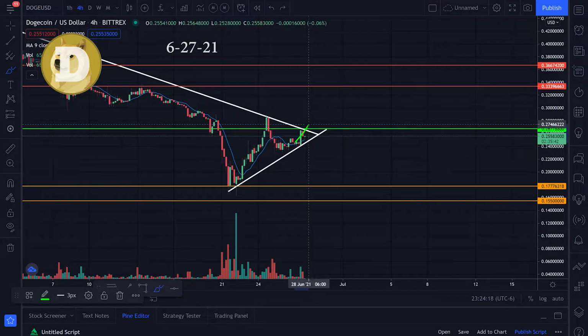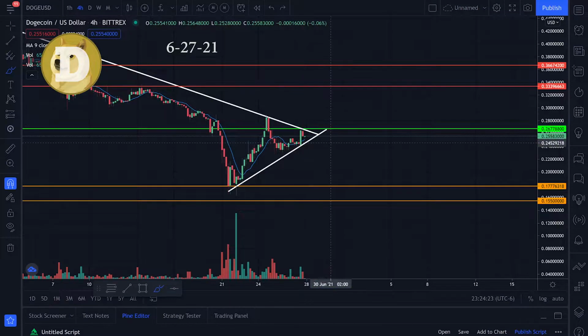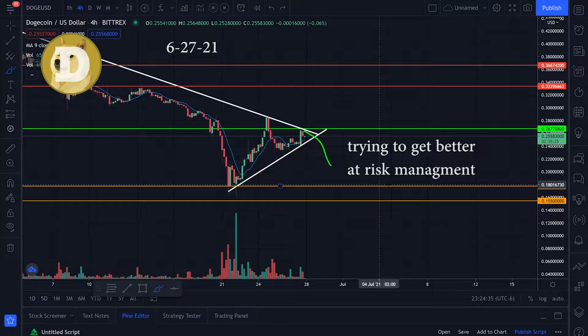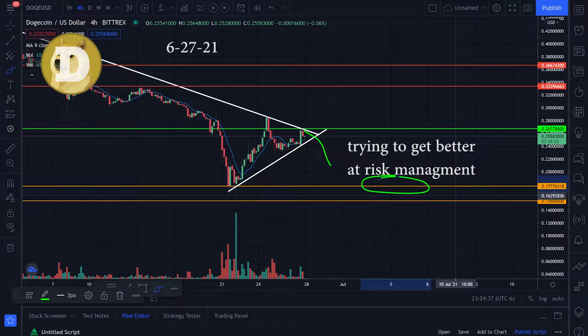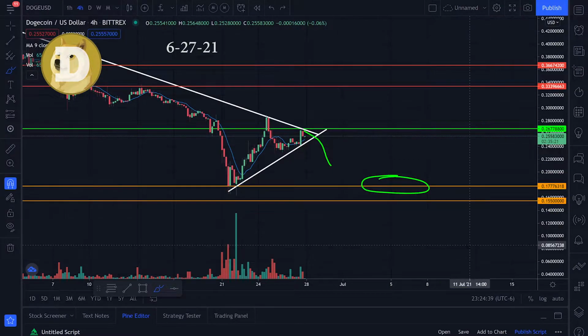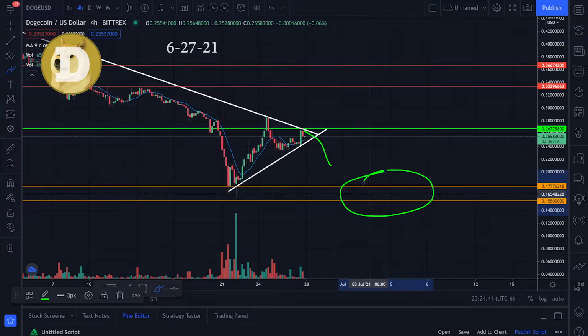If we end up getting rejected, or if it ends up getting faked out, I only put in a small position, so I don't really mind if it goes to the downside. I'll just be accumulating. The other thing is, if we go to the downside, I'll be accumulating more because these are my bigger positions anyways, and I've been waiting to get these filled for a while now.